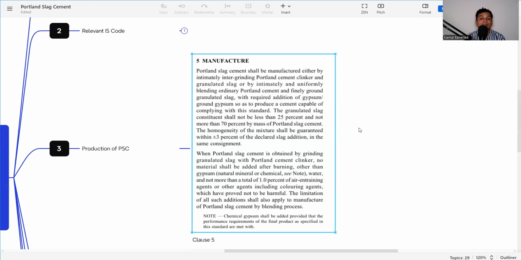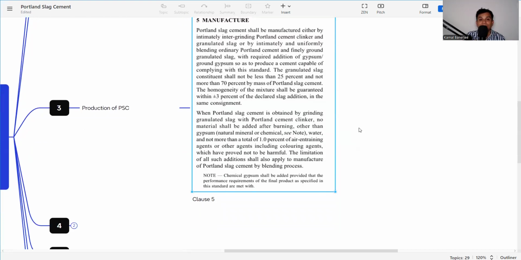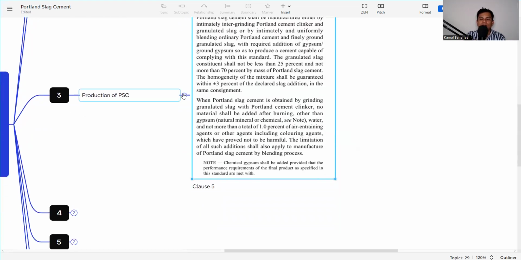It is mentioning the criteria, that is the physical and chemical criteria, that I will come to later. You have to accept it and satisfy the criteria in this process. So these are the manufacturing processes. It's given in detail in the code, so please check this in IS 455.